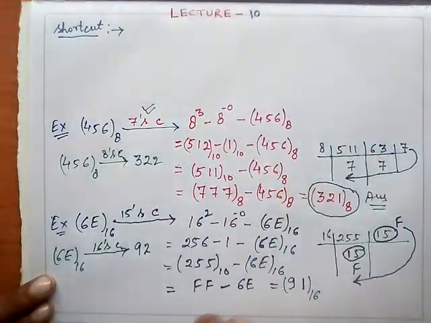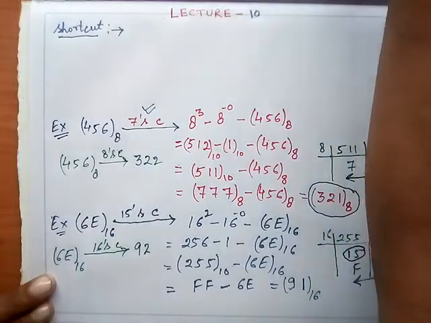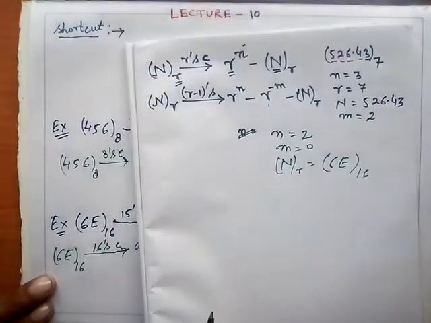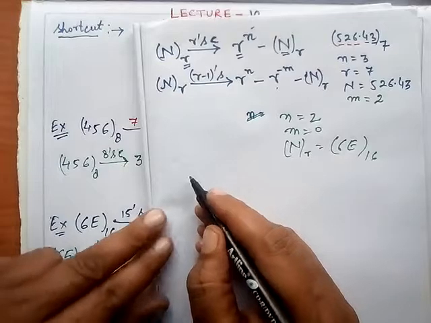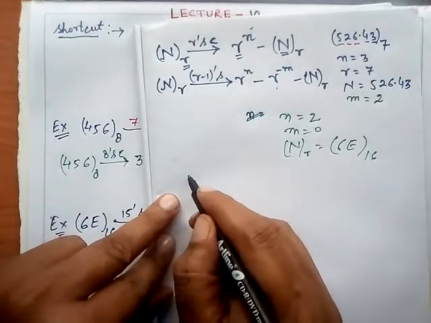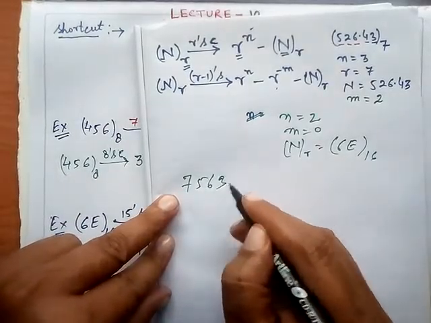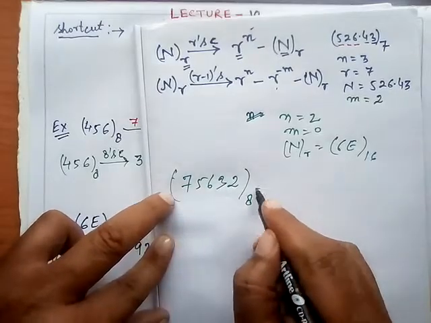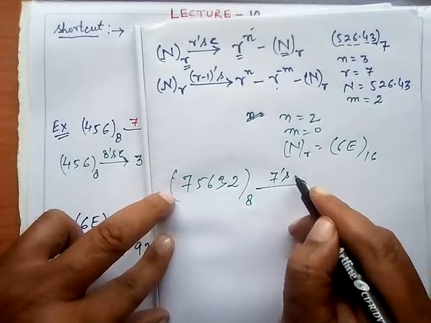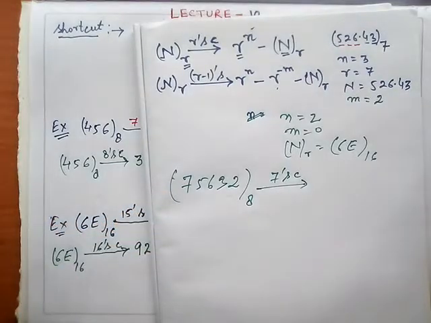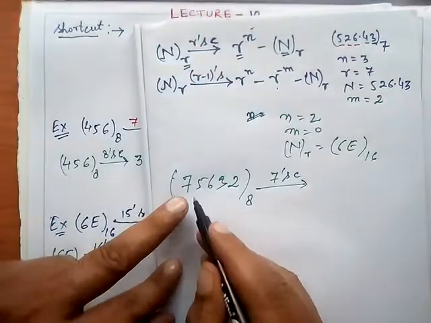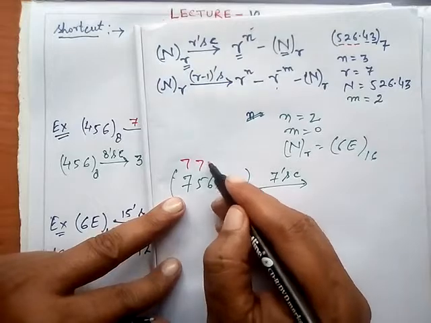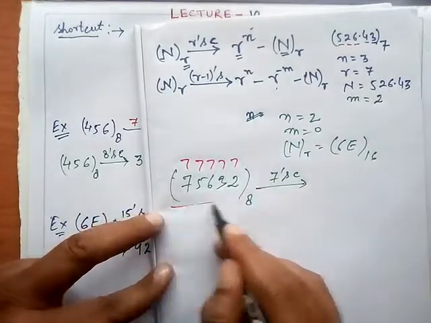So this is by the formula I told you. Now what I started with is a shortcut. There is a shortcut to find the r's complement or r minus 1's complement. Suppose you have a number 75632 in base 8, and I say find its 7th complement. So what you simply do is subtract every digit from 7.